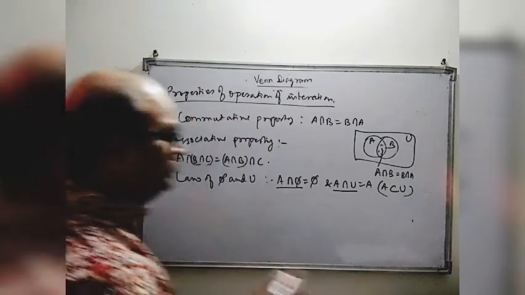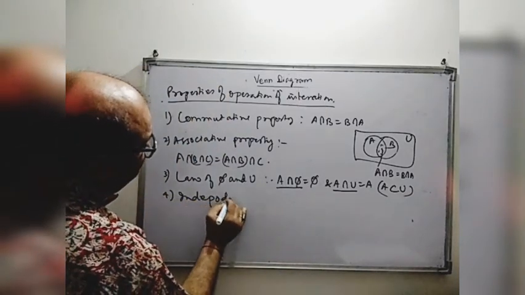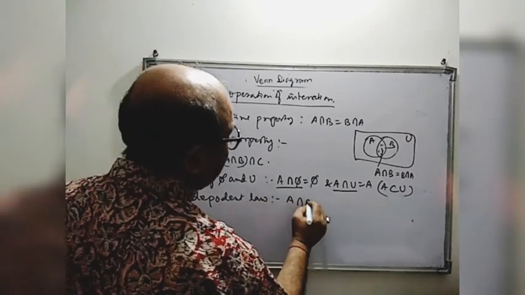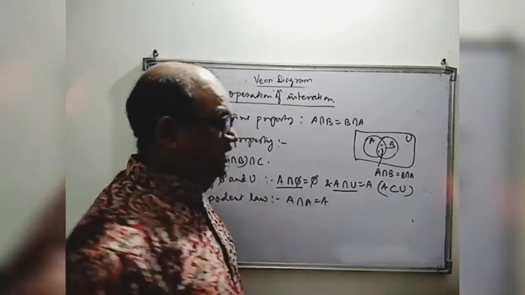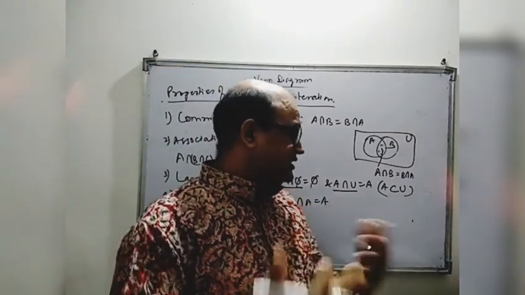Now, the idempotent law. What does it say? A intersection A equals A itself. So, the intersection of a set with itself is the set itself.